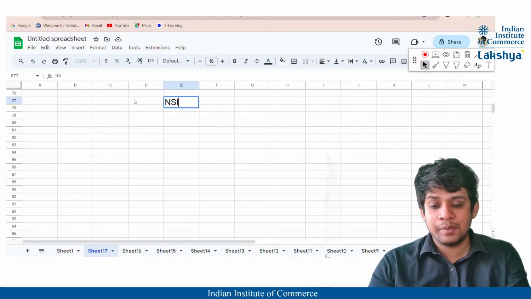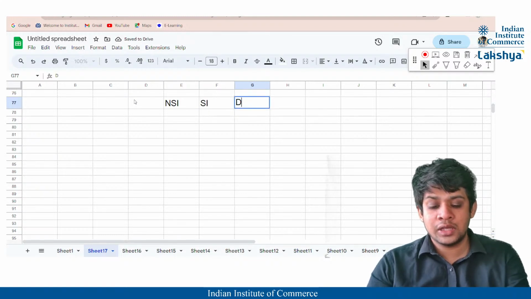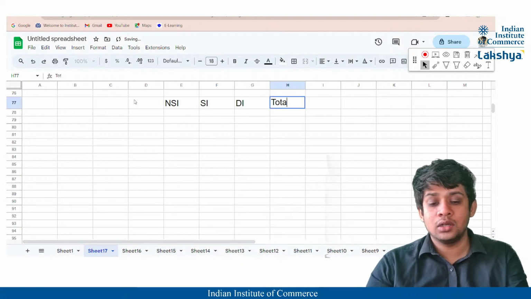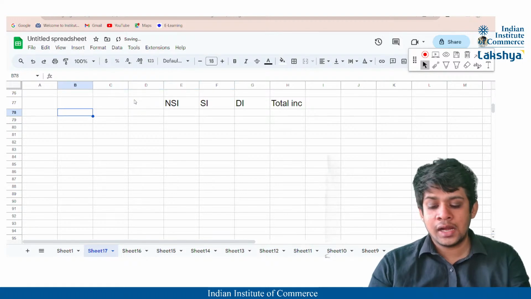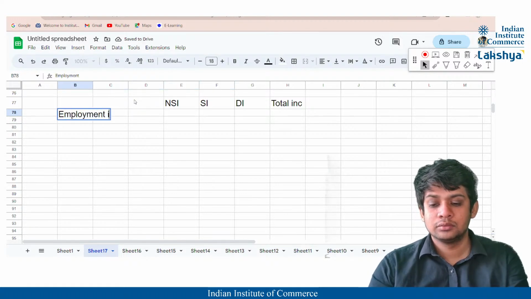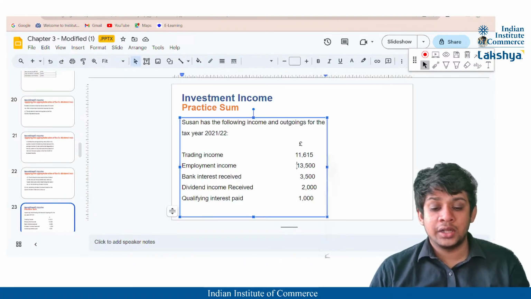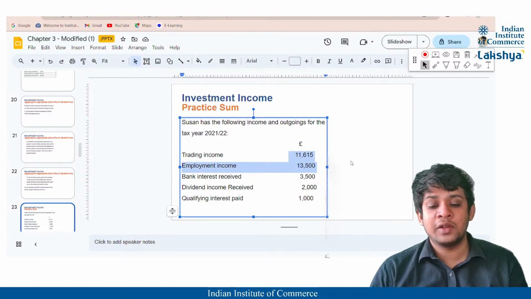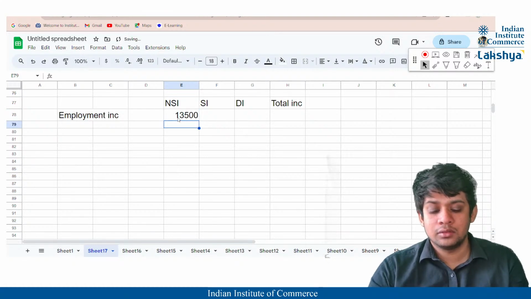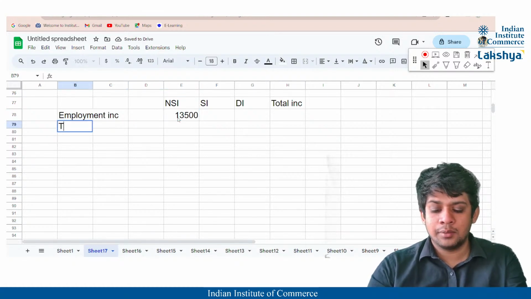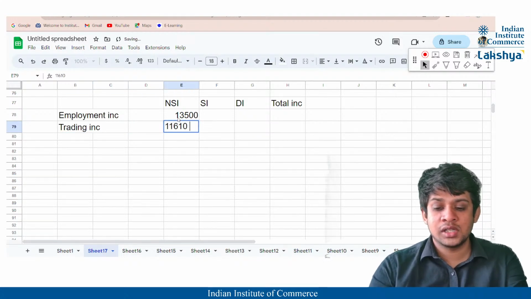Firstly, my non-savings income and my savings income. Then my dividend income is also there. And lastly, my total income. Firstly, I have an employment income of 13,500. Also, I have a trading income of 11,615.